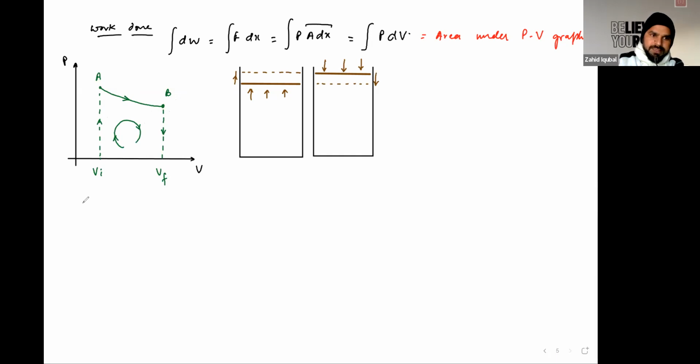In this part, we can say the final volume is greater than the initial volume since the piston is expanding from some initial volume to some final volume. So the change in volume will be positive and hence work done will be positive. Next, during this process, the gas is expanding. So we can say expansion of gas.